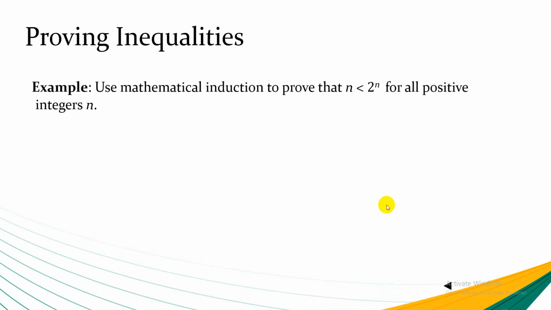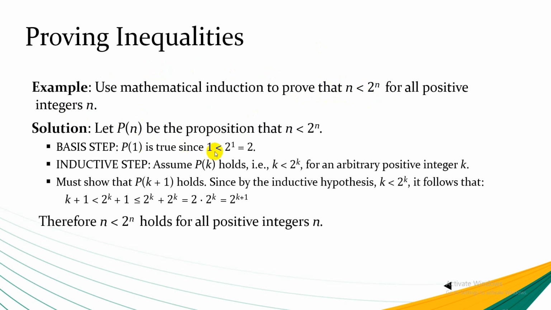Now, take another example. Use mathematical induction to prove that n is less than 2 to the power n for all positive integers. Is this obvious? I don't know. Let's try it. Let's prove first the base case. The base case is for n equal to 1, since we say positive integers, starting at n equal to 1. So is 1 less than 2? Yes, this is true. So here we have proven the base case.